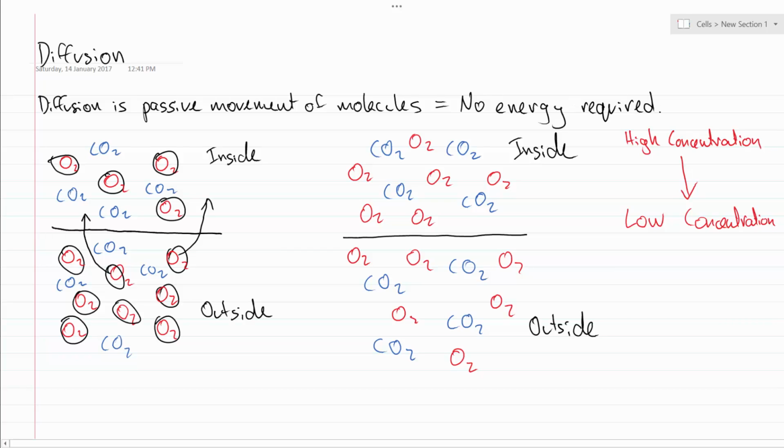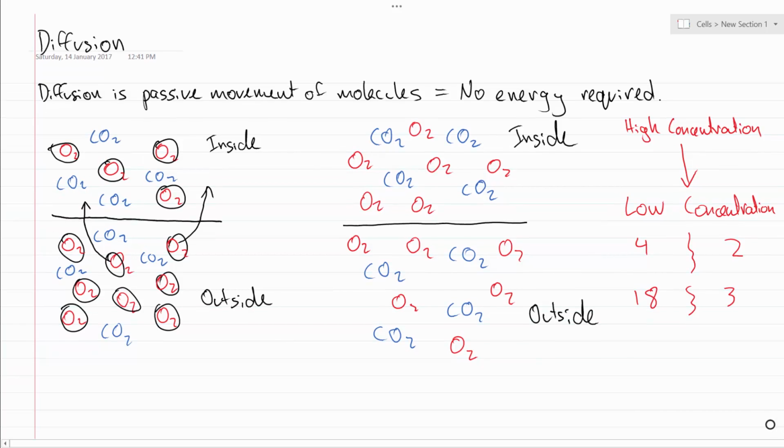And the speed of movement will depend on the concentration gradient we see. So if, for example, we have 4 molecules of oxygen on the outside of the cell and we have 2 on the inside of the cell, diffusion of oxygen across this membrane will not occur as quickly as if we had, for example, 18 oxygen molecules on one side of a membrane compared to 3 on the other side of the membrane.